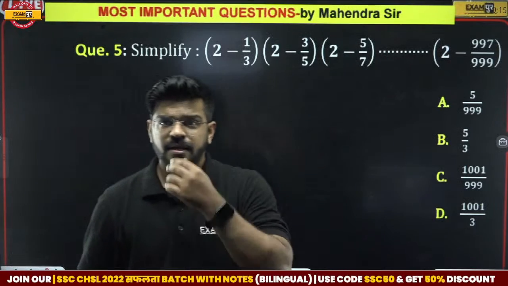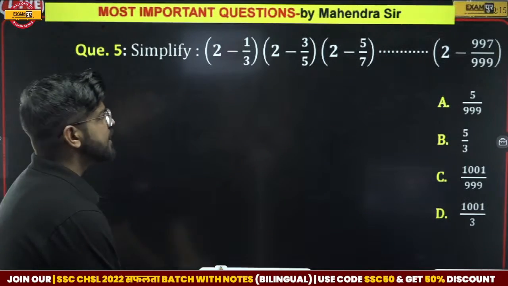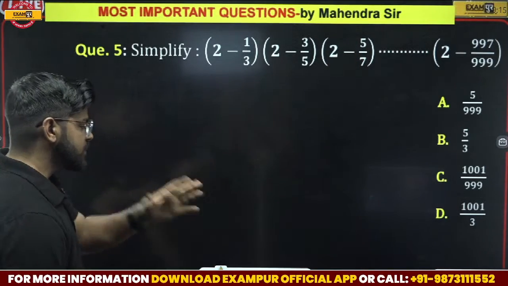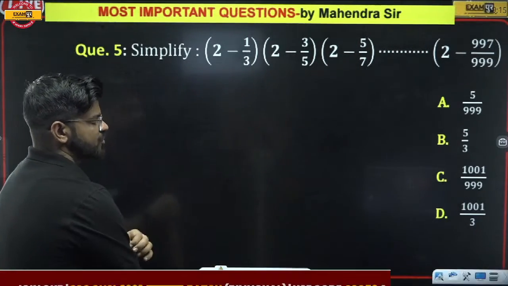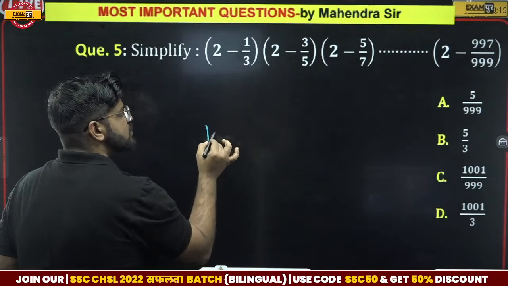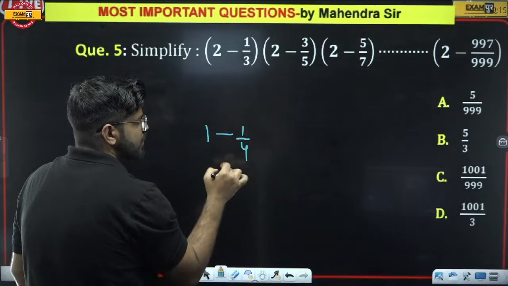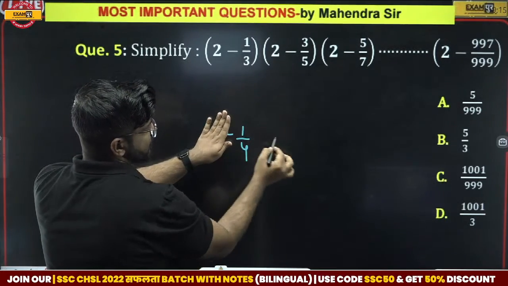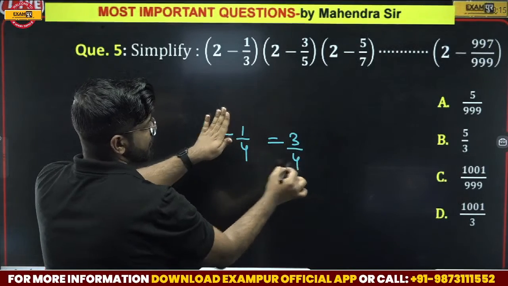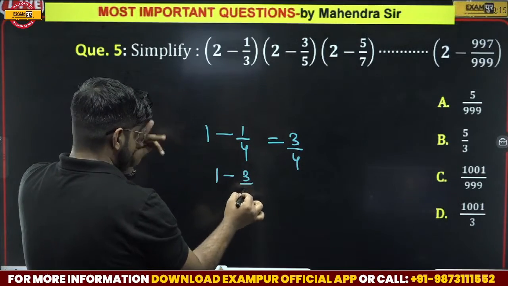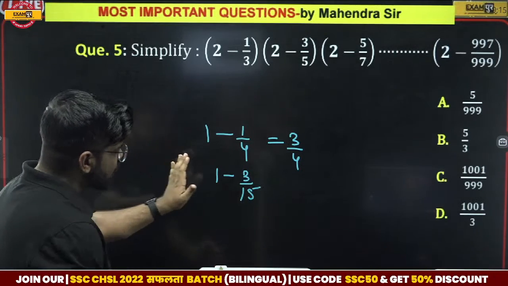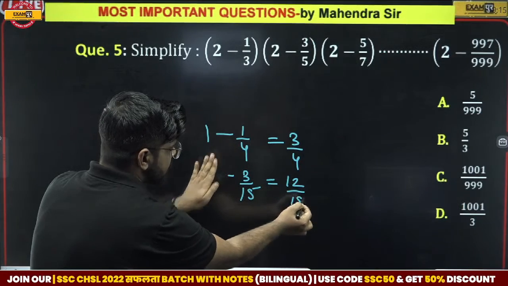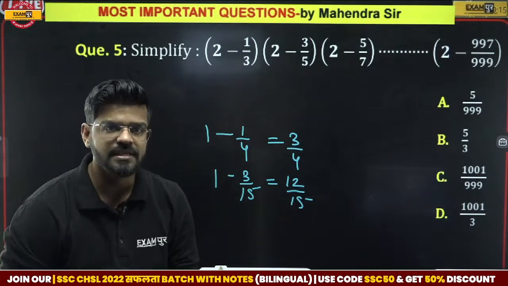Okay, super. Let me tell you the answer for the new question. We have to simplify this. Let me tell you a simple concept to solve this type of questions. If we have to minus 1 by 4, when you have to minus from 1, you just have to minus 4 minus 1, that means the answer will be 3 by 4. If you have to minus 3 by 15, then you just minus 15 minus 3, that means 12 by 15. This will be the answer.